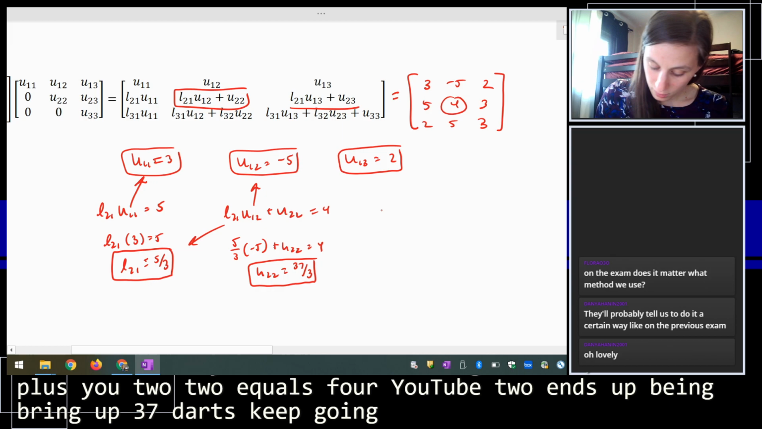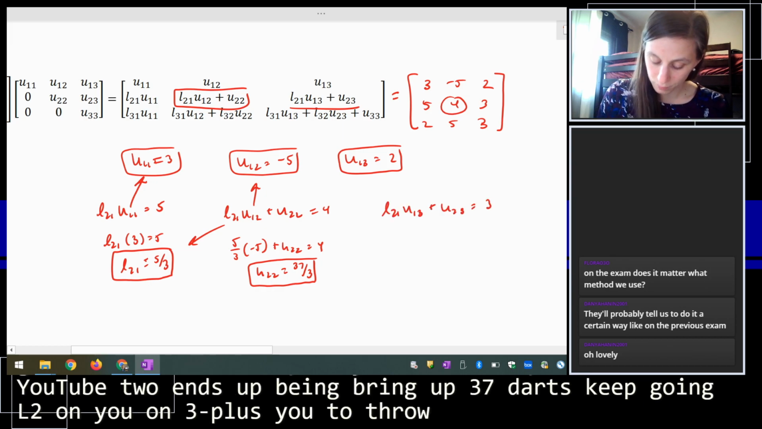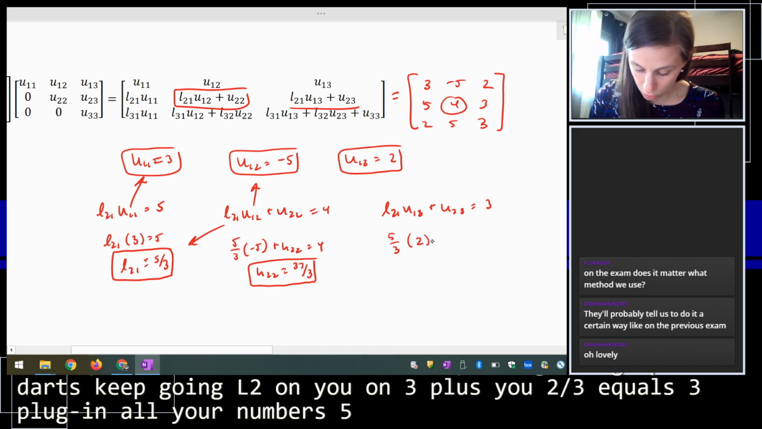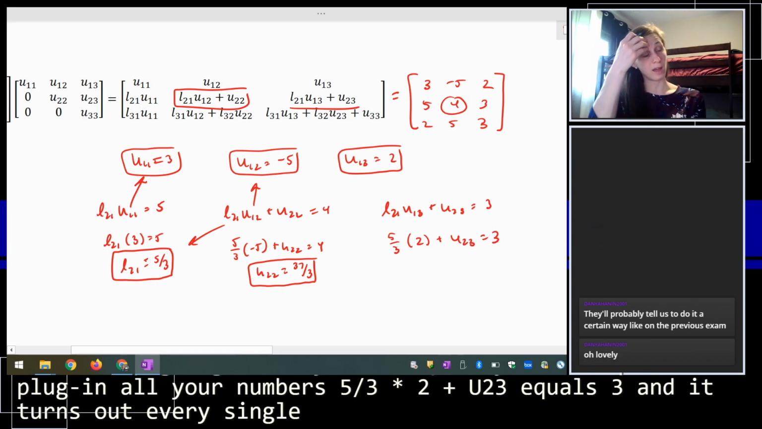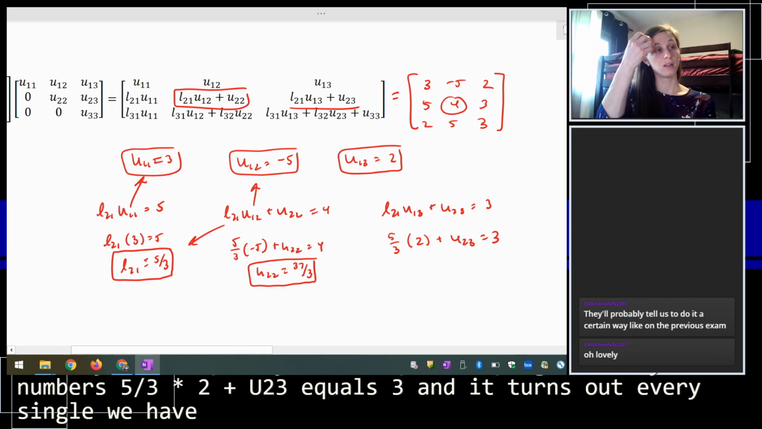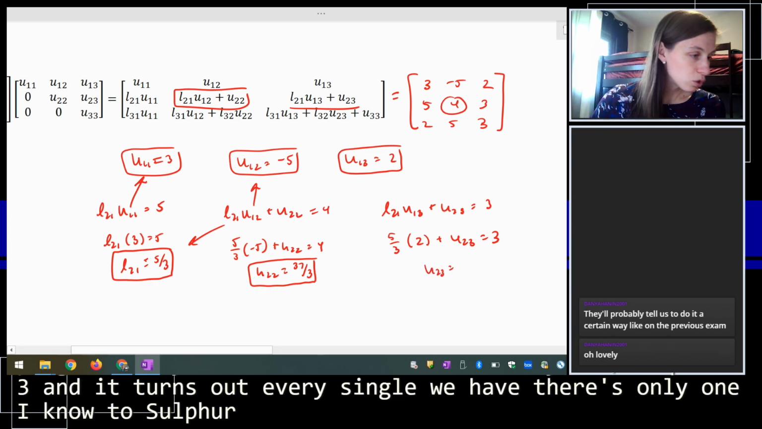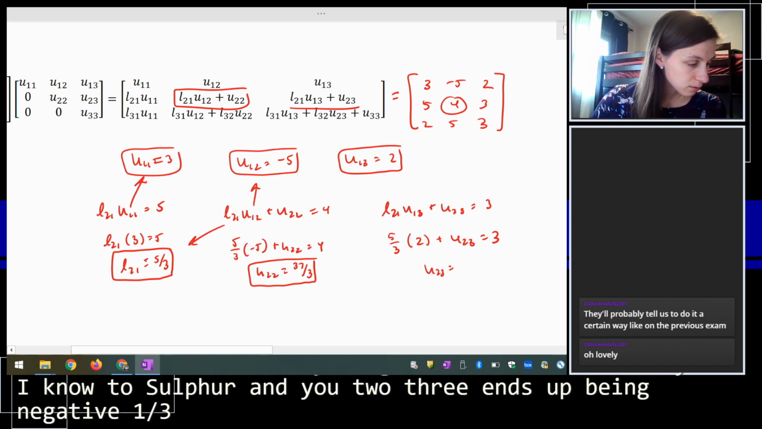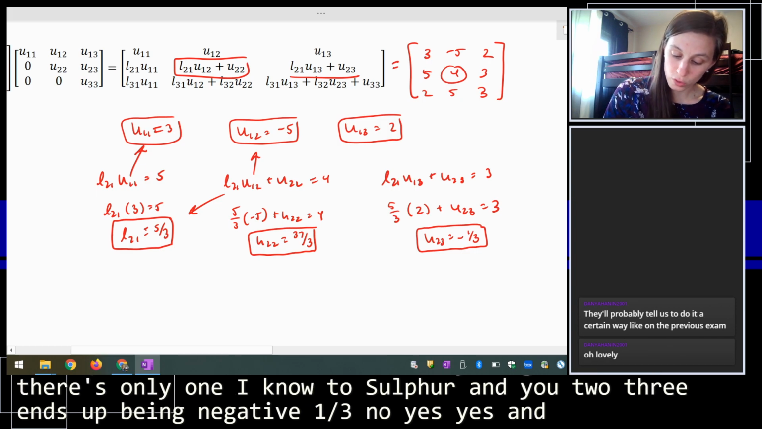Keep going. L21 U13 plus U23 equals 3. Plug in all your known numbers. 5/3 times 2 plus U23 equals 3. And it turns out every single equation we have, there's only one unknown to solve for. And U23 ends up being -1/3. And then for your last row, same process.